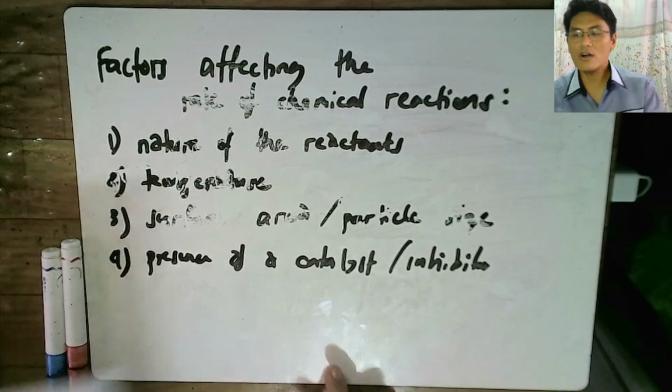So think of the rusting of iron. If you have iron and you coat it with oil, the oil would probably act like an inhibitor. It would prevent the iron from reacting with the oxygen, so that the rusting process slows down. So oil in that sense is an inhibitor, kind of.